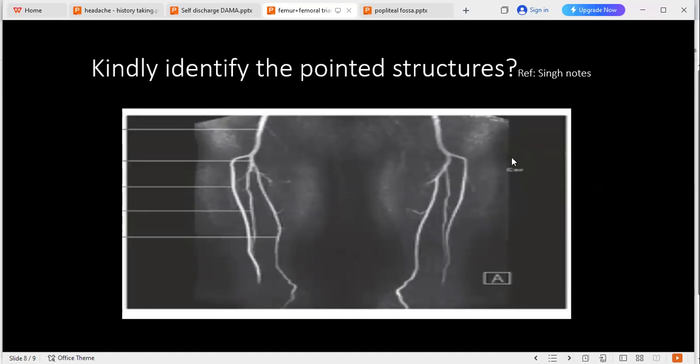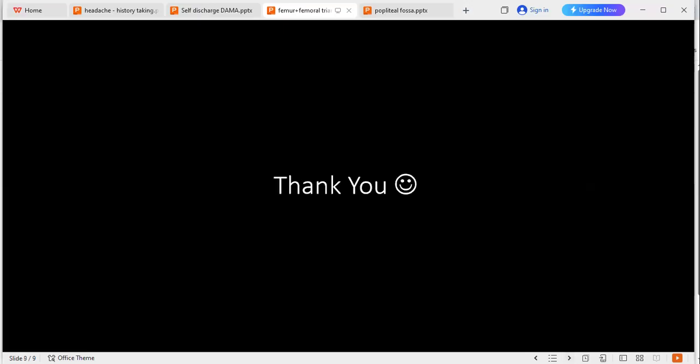Can you please identify, what kind of image is this, and when do you ask for this investigation? It's also an arteriogram of the leg. I can identify, ma'am. Yes, please tell me. Popliteal artery. Yes, very good. And then tibioperoneal trunk. Anterior tibial artery. Medial peroneal artery, and posterior tibial artery. Good. Thank you.